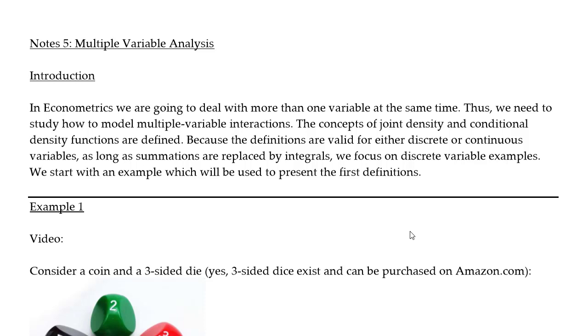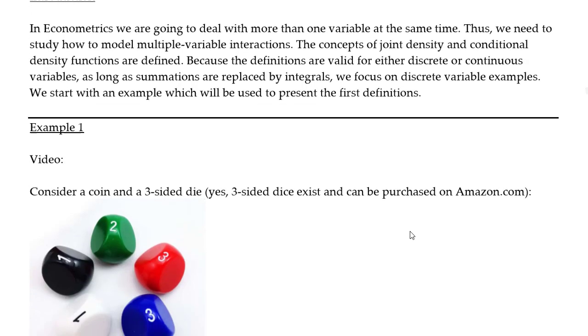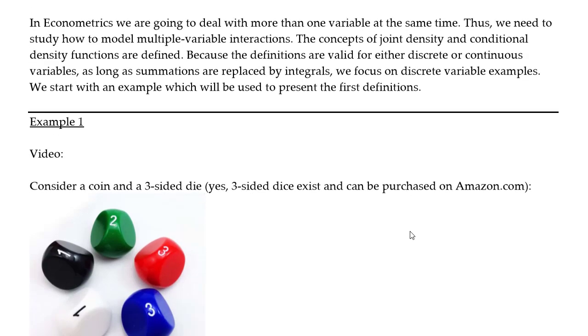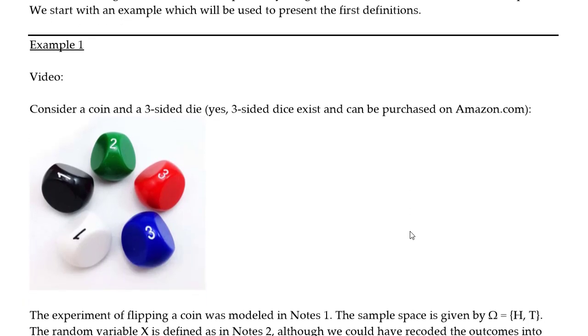So far, we only studied the distribution of one variable at a time. In these notes, we're going to start studying the distribution of more than one variable at a time. We're going to start with an example. Consider a three-sided die. And yes, three-sided dice exist. You can buy them on Amazon. You can see them in this picture here.